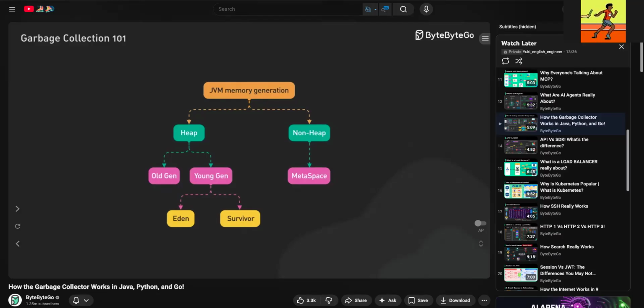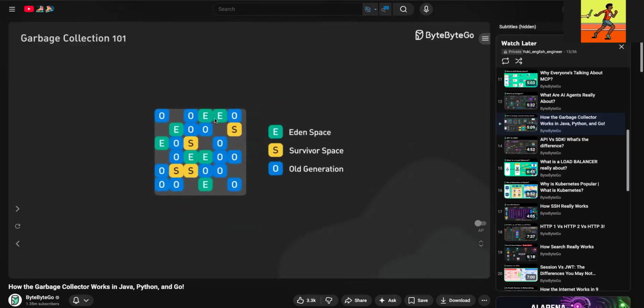This design is based on an empirical observation. Empirical. Hmm, there are a lot of unfamiliar words. Generational hierarchy, and based on an empirical observation. Next: most objects die young.